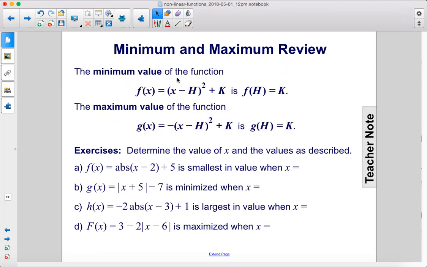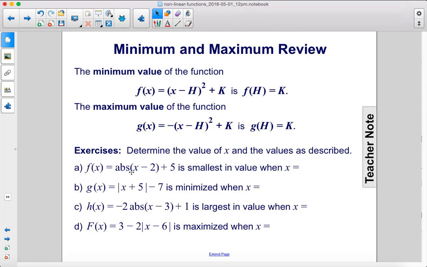The minimum value of the function f(x) = (x - h)² + k is f(h) = k. The maximum value of the function g(x) = -(x - h)² + k is g(h) = k. Determine the value of x and the values as described.